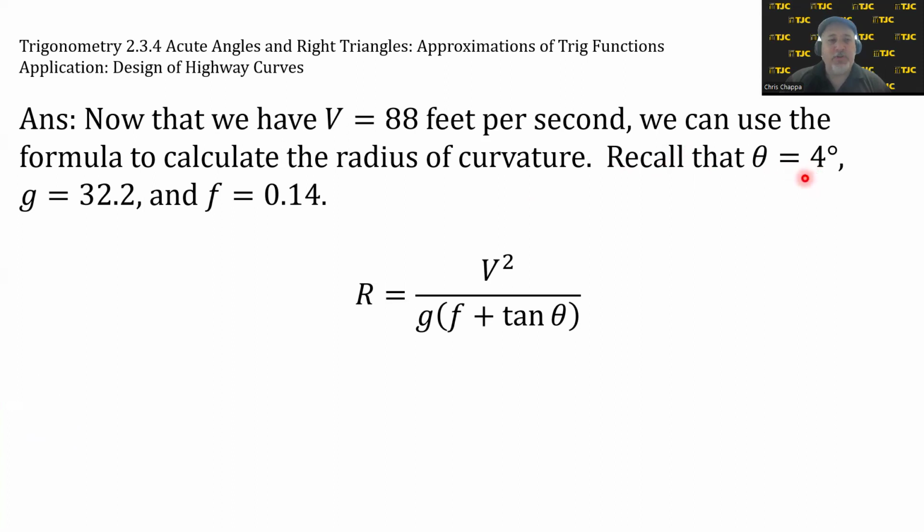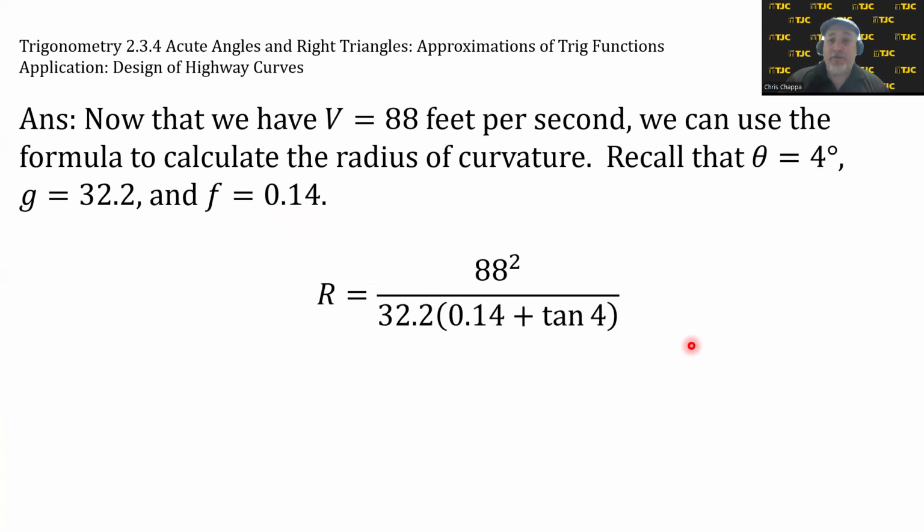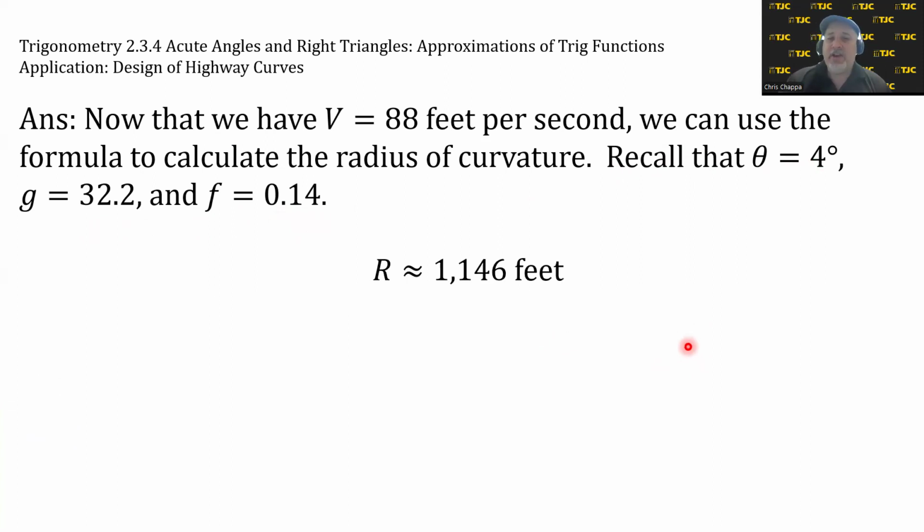Recall that theta equals 4 degrees, g equals 32.2, and f equals 0.14. So this is literally plug in the values and simplify the expression. Here's the formula with the values inserted. And if you put this into your calculator correctly, and it's in degree mode, you should get a radius of curvature of about 1,146 feet.